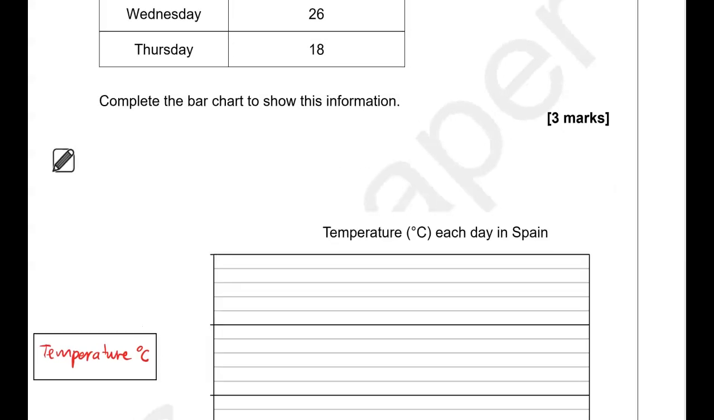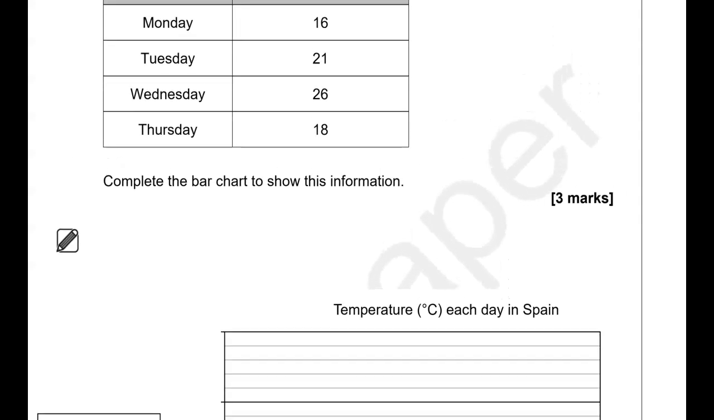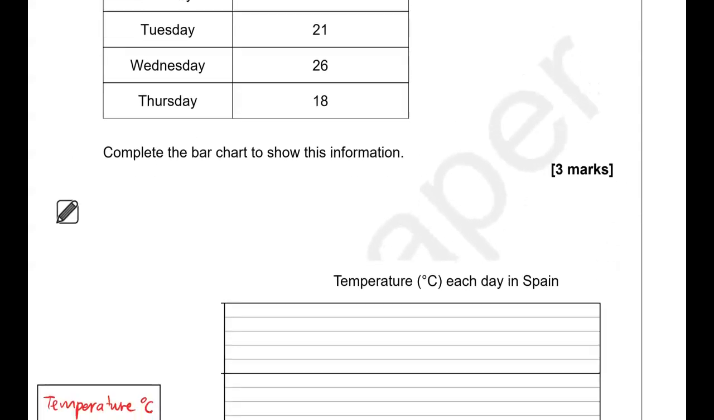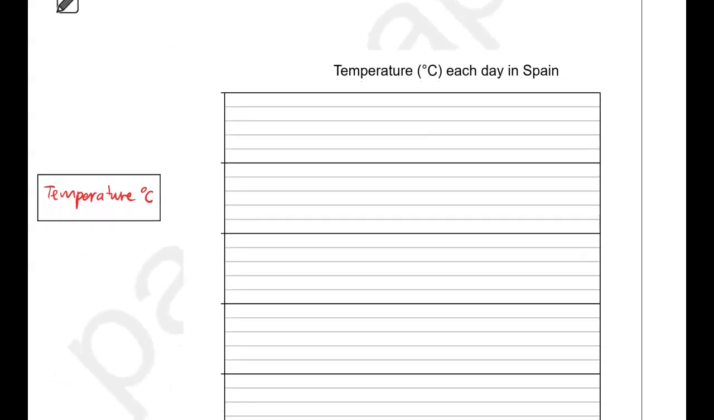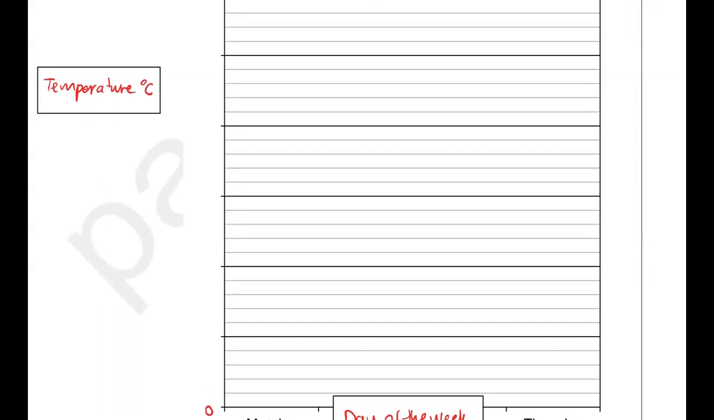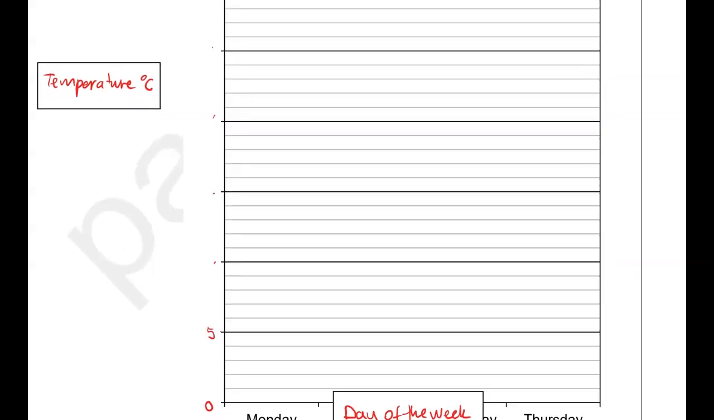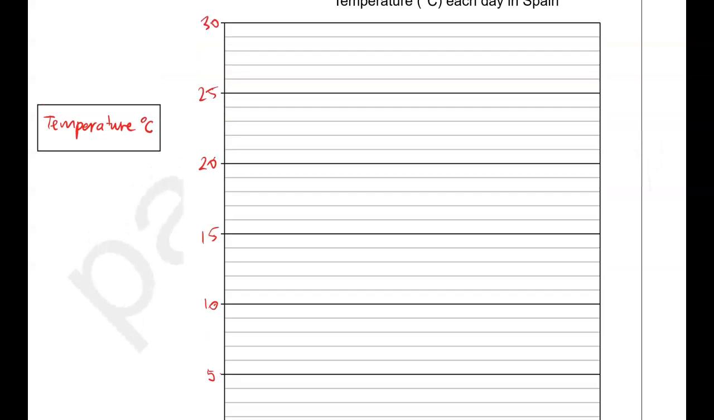Vertically. Let's check what's the highest temperature this goes to. It is 26, so we need to show that vertically, starting from 0. So if I put 0 down, can we go up in 5? So 5, 10, 15, 20, 25, up to 30, so that covers 26 as well, so it works.